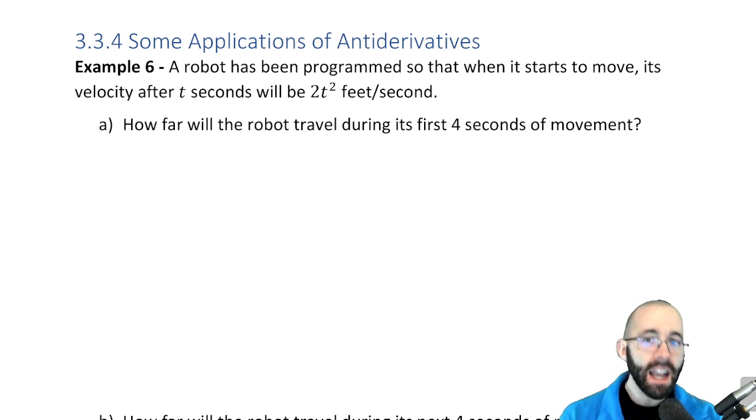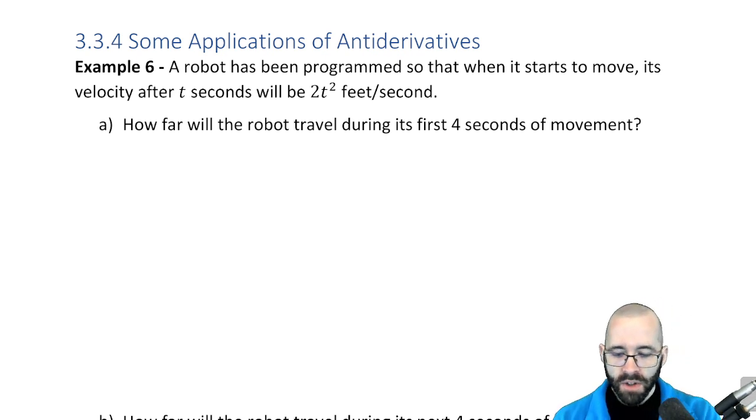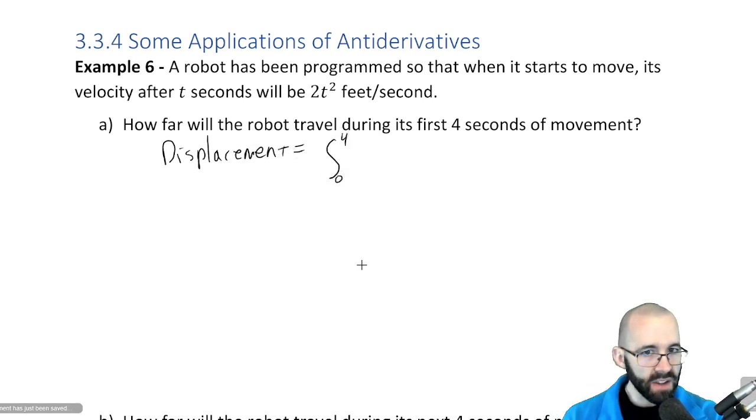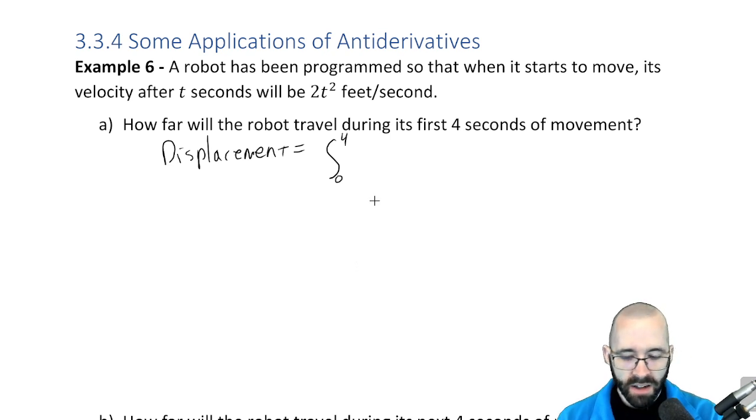And remember that the antiderivative of velocity will be the distance traveled, or technically the displacement, but everything's positive here, so it won't be a difference. So the distance traveled, or the displacement, is just going to be the integral within the first 4 seconds, that's from the 0th second up to the 4th second, of its velocity, 2t squared, with respect to t.